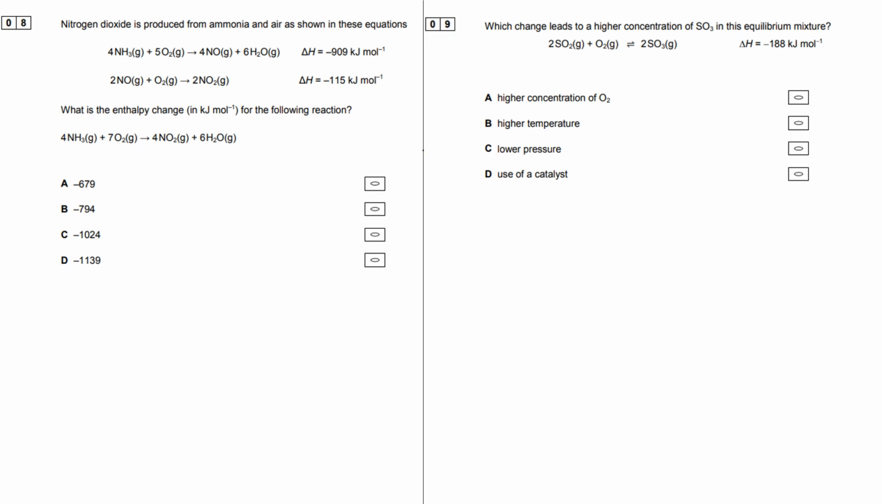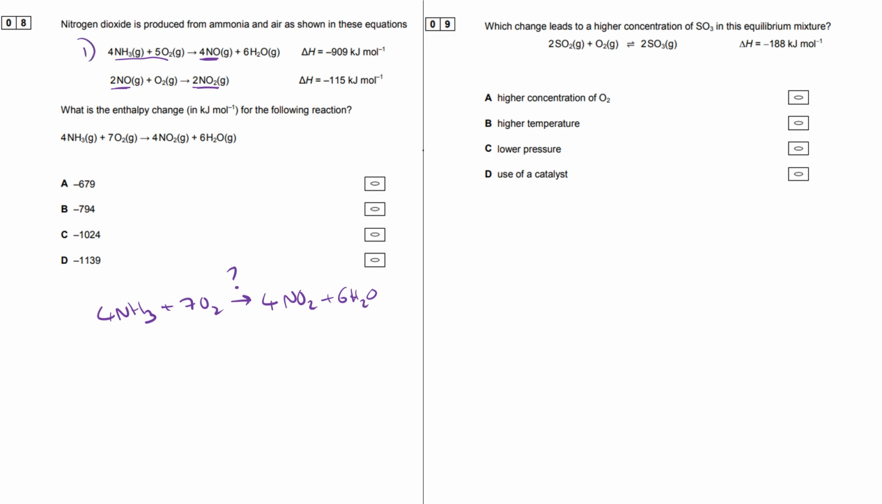Question number 8. Nitrogen oxide is produced from ammonia and air, as shown in these equations. So what's the enthalpy change for the following reaction? So you've got 4NH3, 7O2 to make 4NO2 and 6 waters. So we're given a couple of equations here. The ammonia will react with oxygen to produce NO. The NO will react with oxygen to produce NO2. So this isn't quite a combustion cycle, it's about working out how these equations match up with the equation that you're trying to work out.